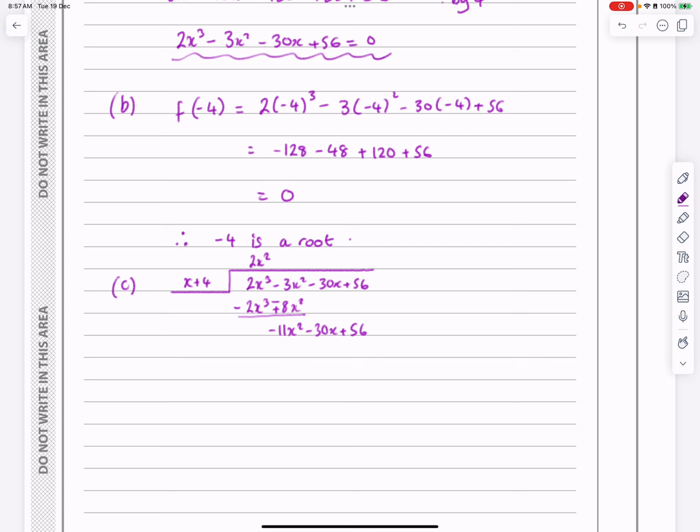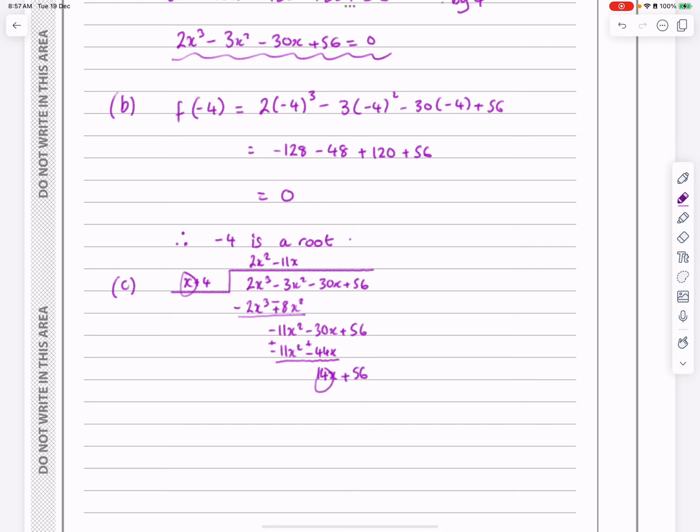So how many times now does x go into minus 11x squared? It goes in minus 11x times. Multiply minus 11x by all of that, which gives me minus 11x squared, minus 44x. We're subtracting that. I always do it like this. This is part of my method when I'm doing it. So minus 30x plus 44x is going to give me 14x. Bring down the 56, and we repeat it for the last time.